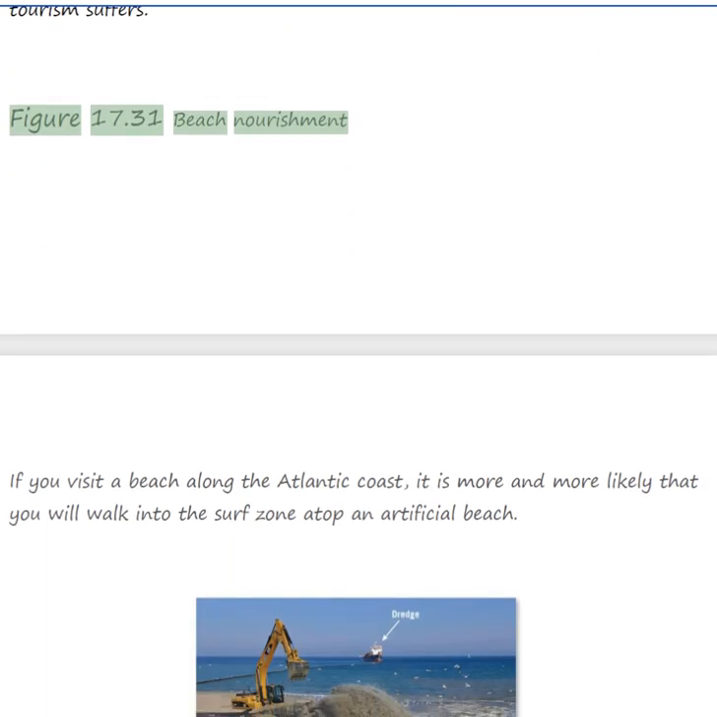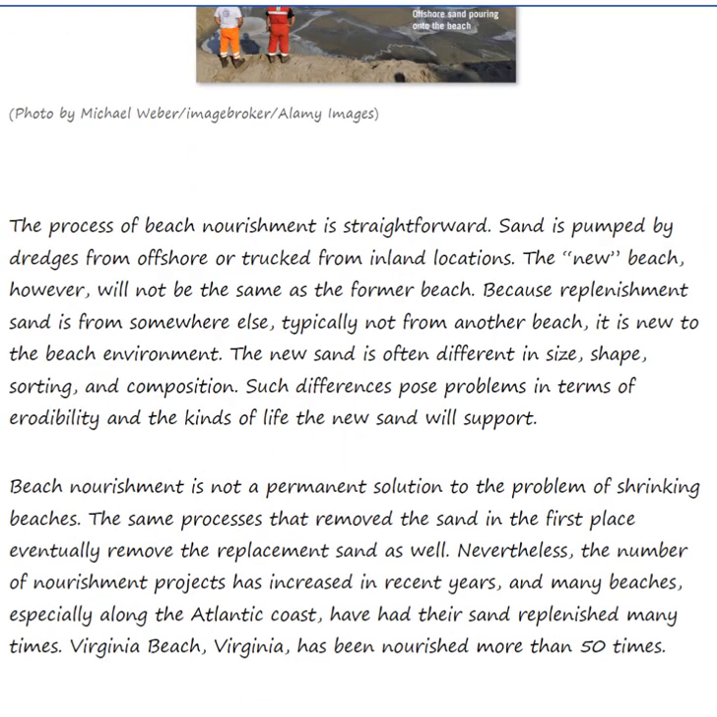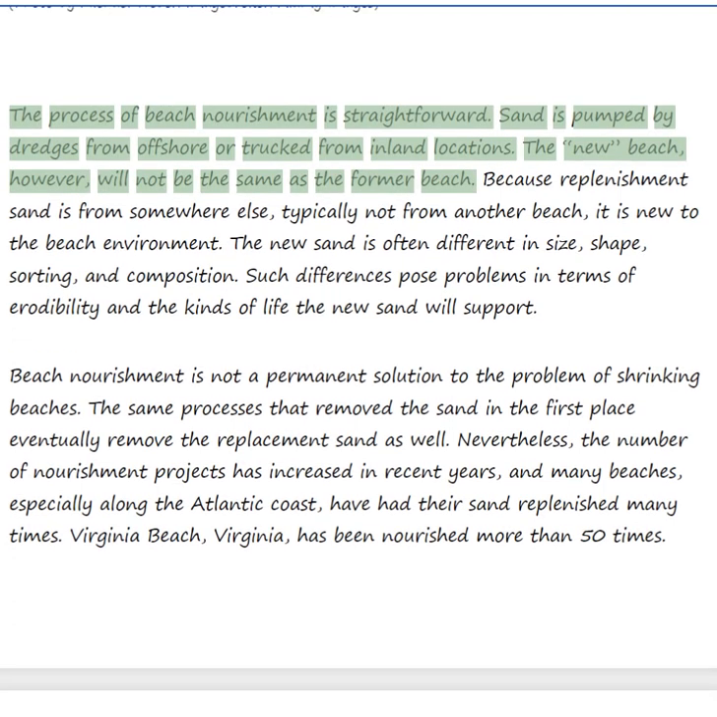Figure 17.31 Beach nourishment. If you visit a beach along the Atlantic coast, it is more and more likely that you will walk into the surf zone atop an artificial beach. The process of beach nourishment is straightforward. Sand is pumped by dredges from offshore or trucked from inland locations. The new beach, however, will not be the same as the former beach.